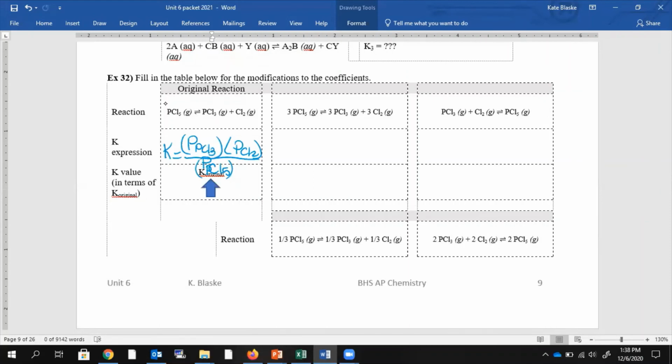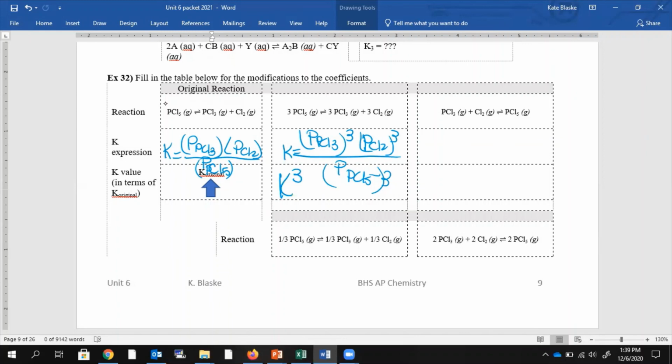Now, if we notice in the second equation, all of my reactants and products have been raised to coefficients of 3. So my K expression is going to change. My K is going to be the pressure of PCl3 raised to the third power, the pressure of Cl2 also raised to the third power, over the pressure of PCl5 raised to the third power. So how is that going to change my K? The K for this reaction is going to be the cube of our original K.